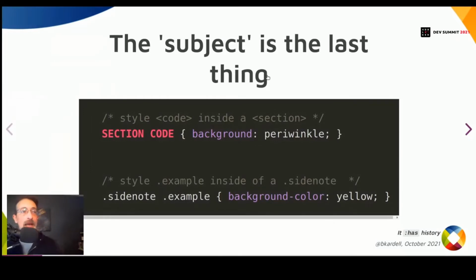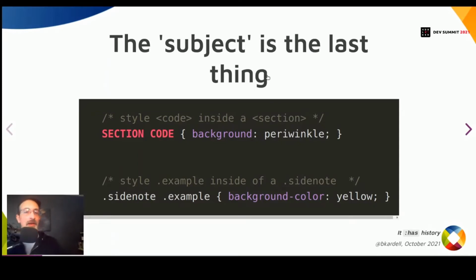And the way that we do this is with a selector that is attached to a rule. It's part of a rule. And the subject is the thing that the rule applies to. And in CSS, the subject is always the last thing. So you can style a code that's inside of a section or an example that's inside of a side note.